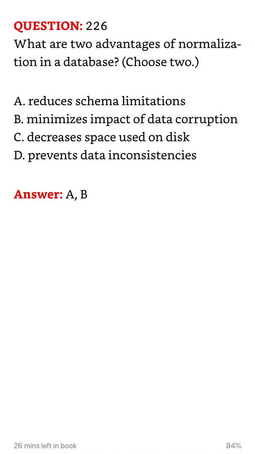Question 226. What are two advantages of normalization in a database? Choose two. A, B. Reduces schema limitations, minimizes impact of data corruption.